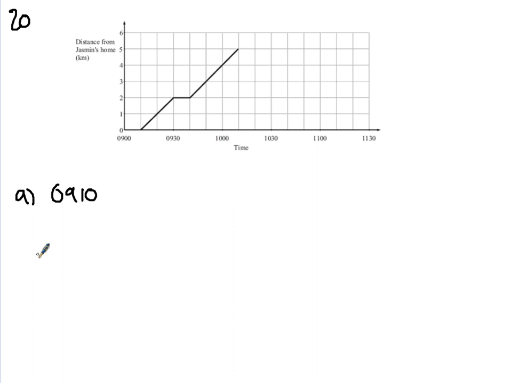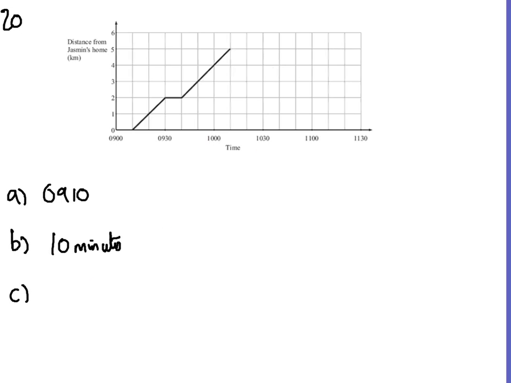B, on her way to the park, she stopped to talk to a friend. How long did she stop? So she stopped for one square's worth. So 1 square's worth was 10 minutes. And then part C, she stayed at the park for half an hour. That means it's 30 minutes. So it's going to be 3 squares along.